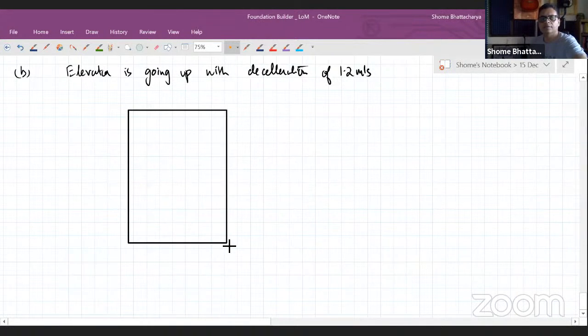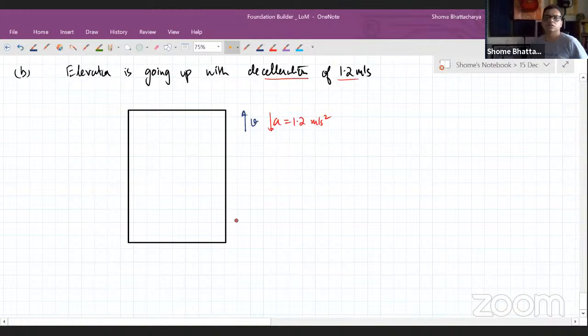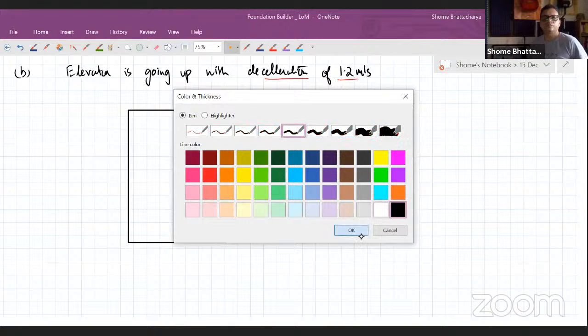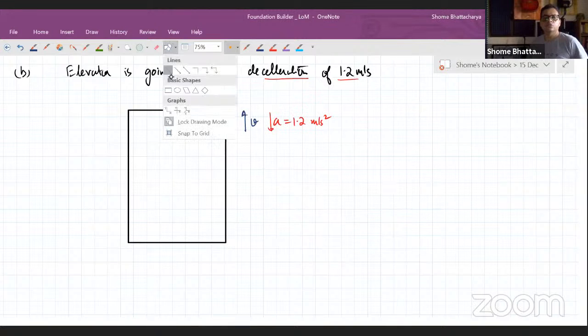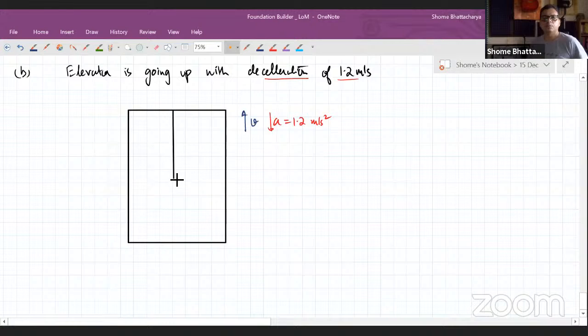Going up doesn't necessarily mean that it has to have an acceleration upwards. Going up just means that its velocity vector is upwards, but because it's decelerating, the acceleration vector has to be opposite to the velocity. So the acceleration is 1.2 meters per second square, direction is downwards. This is the meaning of deceleration. So this time when you suspend the object inside, the direction of pseudo force in the non-inertial frame will be upwards.